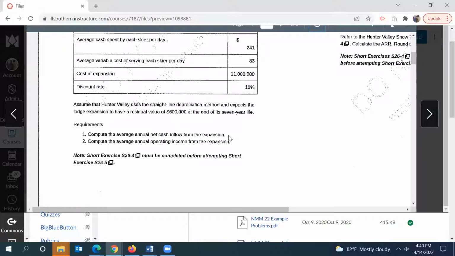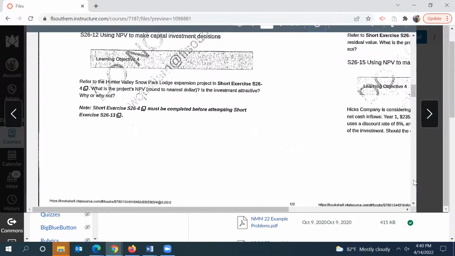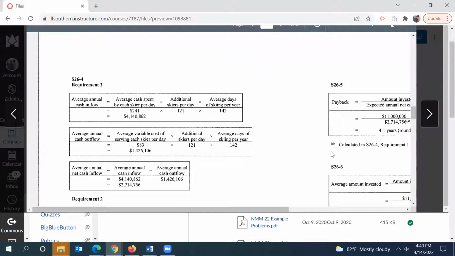So we're to compute two things. We won't compute ARR until the next short exercise, but two things to help set it up. We'll first compute the average annual net cash inflow from the expansion, just like revenue. And then we'll compute the average annual operating income from the expansion. All right, let me do that. I'm going to flip down a few pages where I have solutions. Here it is, short exercise number 4.